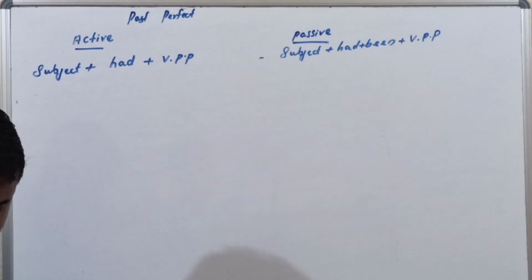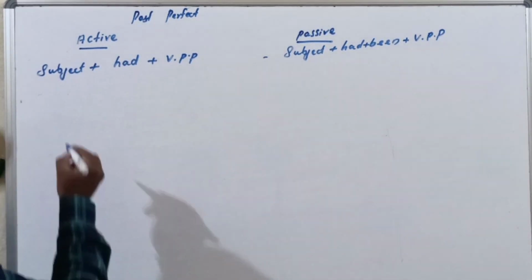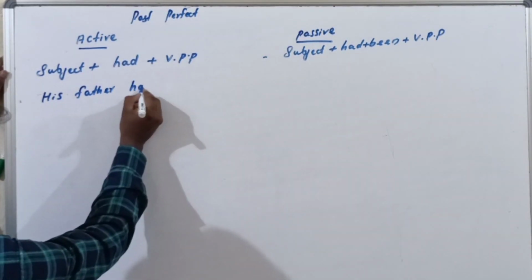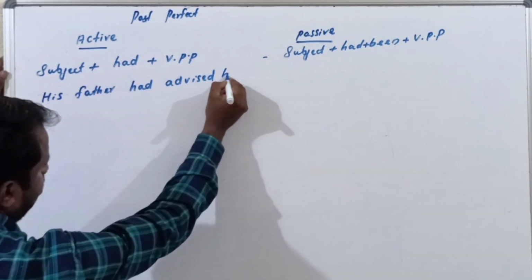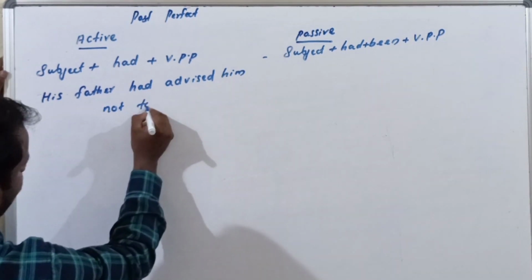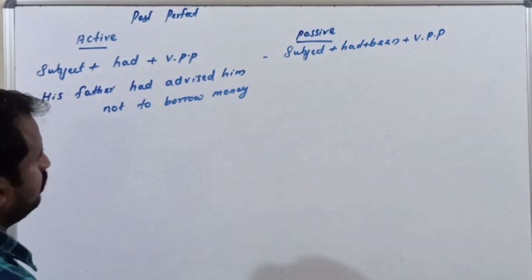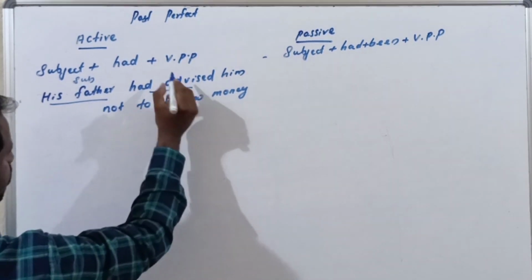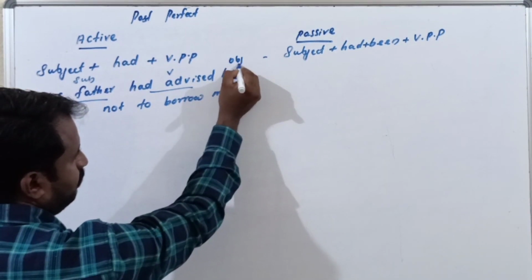The question. Okay, give an example. His father had advised him not to borrow money. Right? Okay. Subject, his father, right? And advised, verb. His father advised to whom? Advised him. It is the object here.